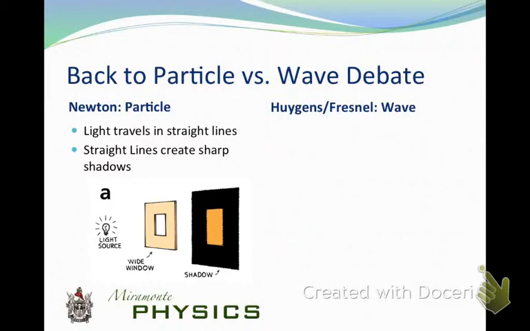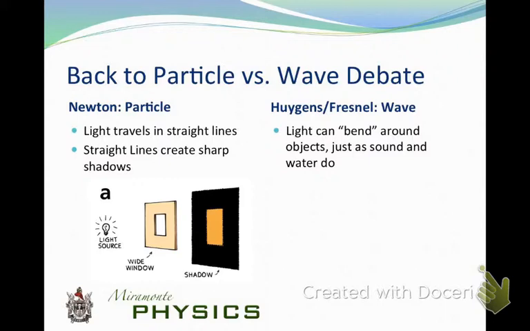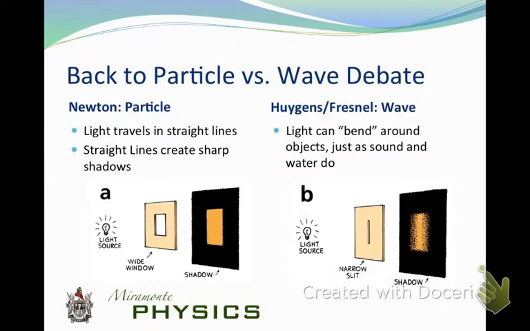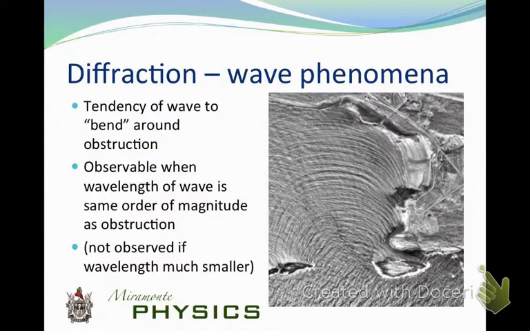If you have a light source and you have a wide window, you're going to get a shadow with nice sharp, crisp lines. Now Huygens and Fresnel, who were the authors of the wave theory, said that light can bend around objects just as sound and water do. So their picture of a shadow might look something like this, although notice that you only get that kind of interference pattern, this bright, dark, bright, when you have a very narrow slit. So you don't get that sharp pattern.